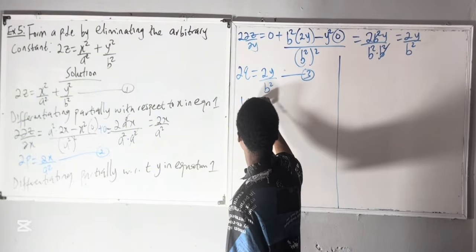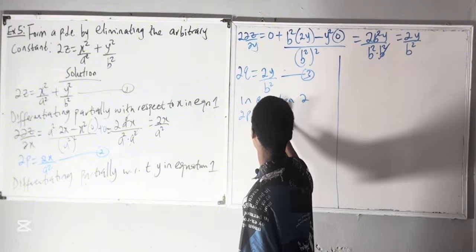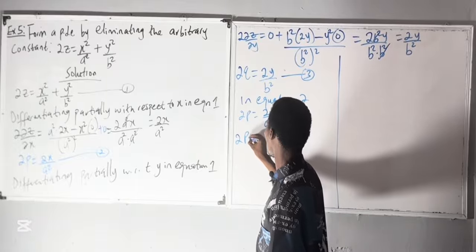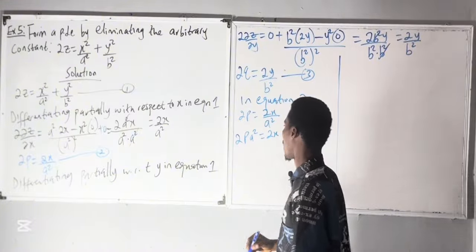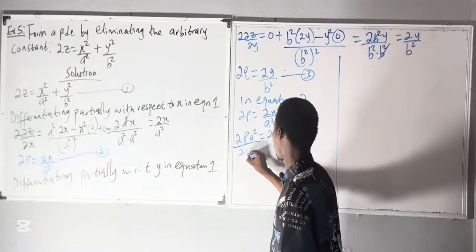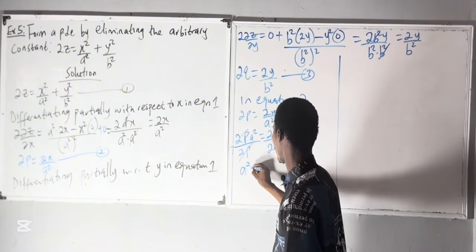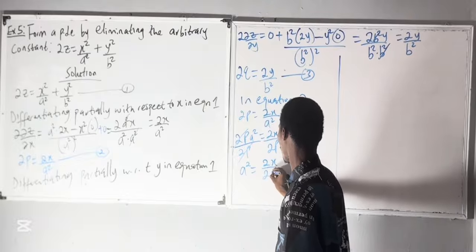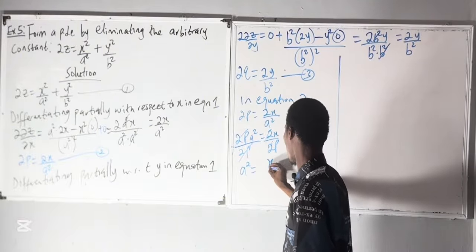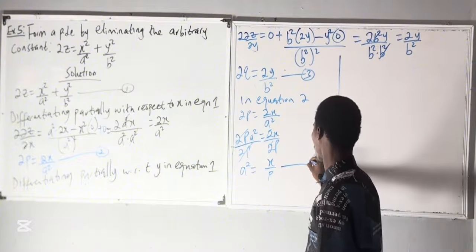So in equation 2, I have 2p is equal to 2x all over a square. If I cross multiply, I'm going to have 2p a square is equal to 2x. I want to make a square the subject of formula, so I'm going to divide by 2p. So 2p is going to cancel 2p. I've been left with a raised to the power of 2 is equal to 2x all over 2p. Remember that 2 is here, 2 is here. I'm going to be left with x over p. So it means our a square is x over p. I can label this one as equation 4.